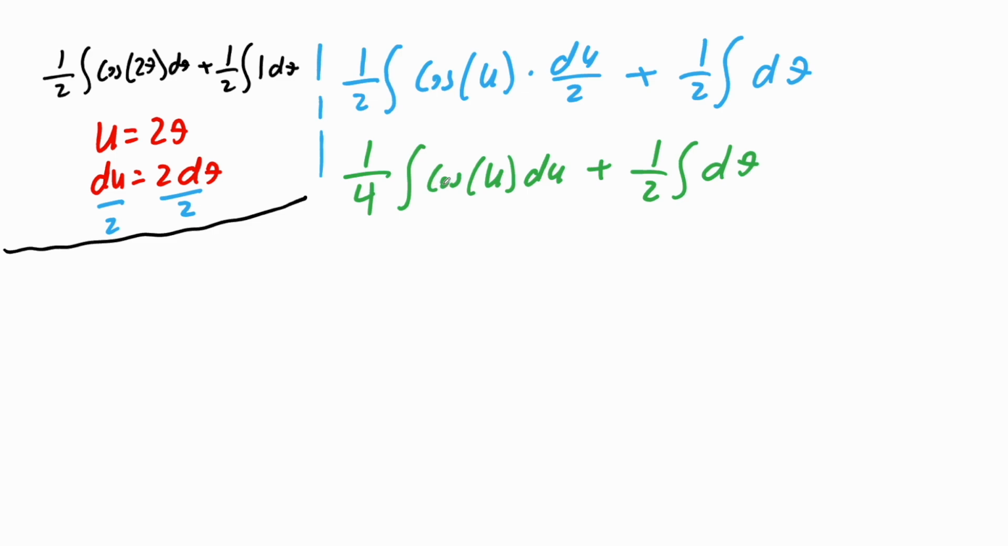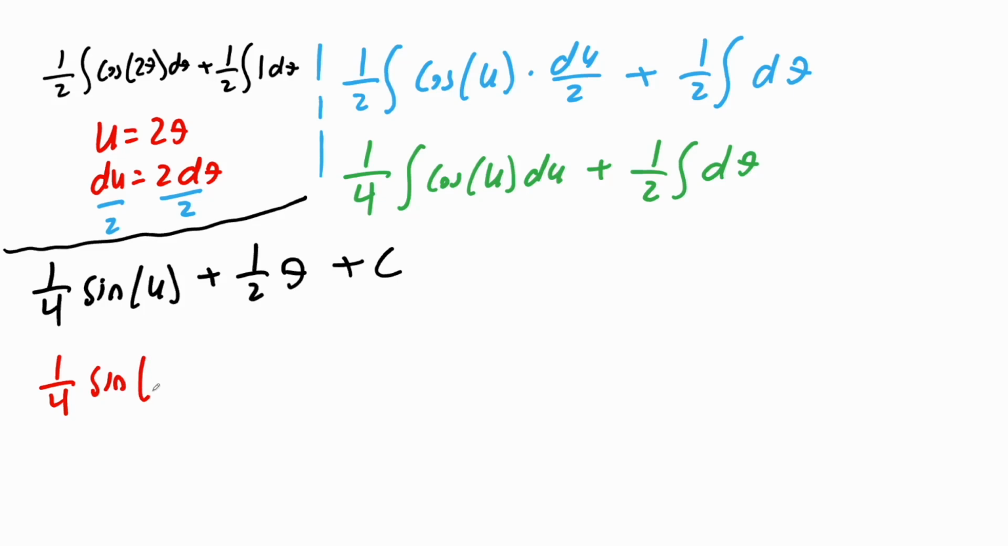So the integral of cosine u will give you sine u, so we have 1/4 sine u. And in this case, for this piece, the integral of 1 will give us theta, so plus 1/2 theta, and then add your plus c. And earlier we said u is equal to 2 theta, so let's replace that. So we have 1/4 sine 2 theta plus 1/2 theta plus c.